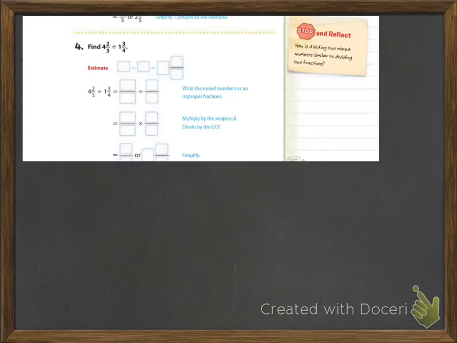So let's go ahead and check out example 2. It does say stop and reflect. How is dividing two mixed numbers similar to dividing two fractions? Well, you can think about that, and basically it's the same thing. You just have the added step of turning them into an improper fraction first.